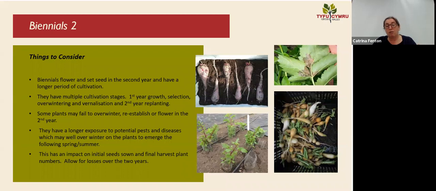So you're committing that growing space for 2 years for production of seed from leeks, whereas you might be treating different crops slightly differently. With that 2-year commitment, you're also going to have greater exposure to pests and diseases, and they might affect the crop differently from the 1st year into the 2nd year.